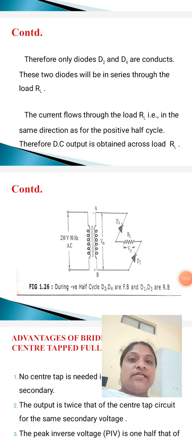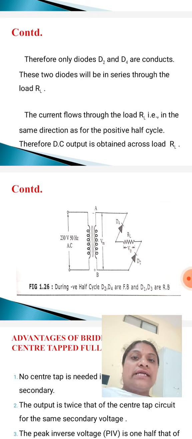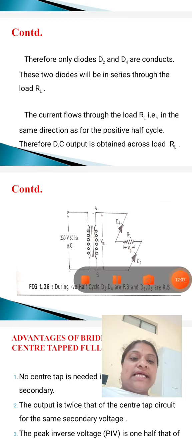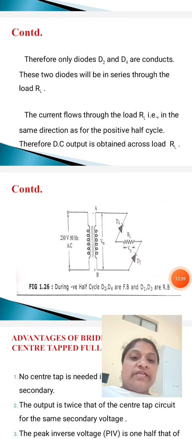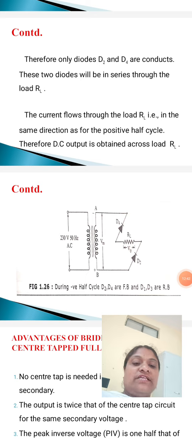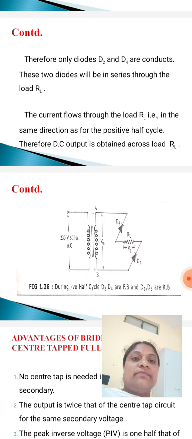I repeat this point also. Diodes D2 and D4 conduct current. Because these two act as closed switches, the remaining D1 and D3 act as open switches. That's why no current flows through D1 and D3. These two diodes will be in series through the load resistor RL. The current flows through the load resistor RL in the same direction as for the positive half cycle.